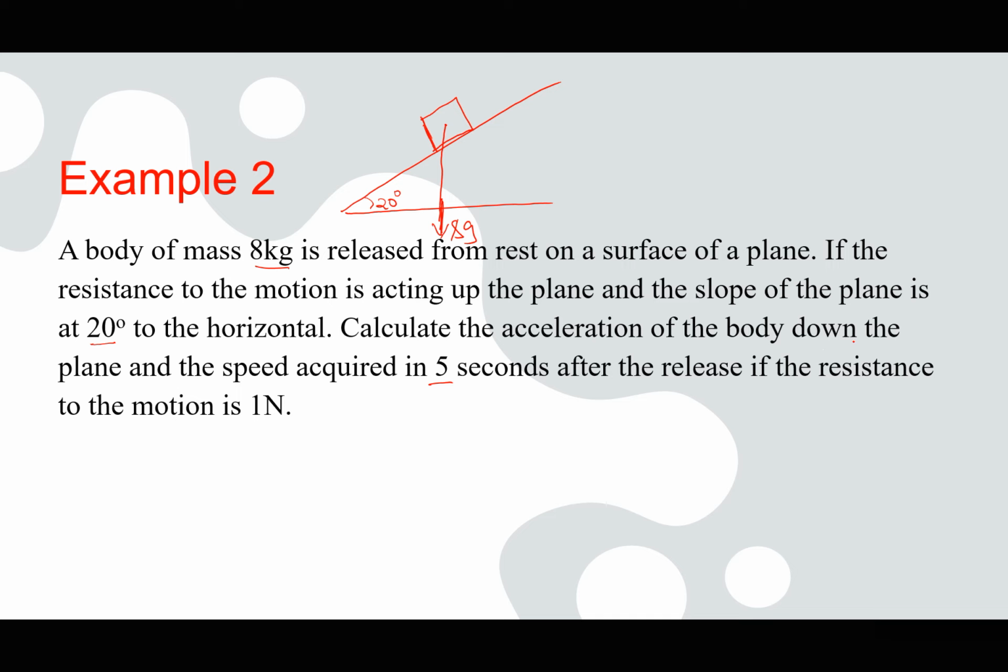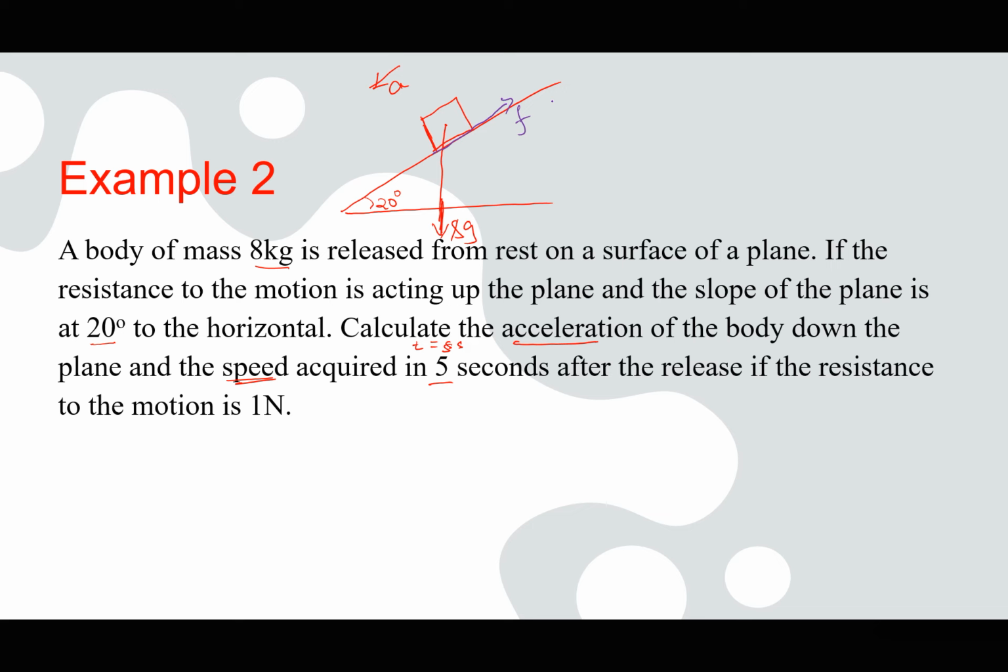Calculate the acceleration of the body down the plane. So that means there is a resultant force down the plane. So the acceleration is down the plane. And the speed acquired in 5 seconds. So the time is 5 seconds. We want to find the speed and the acceleration after the release, if the resistance to the motion is 1 Newton, so there is a resistance. I will change the color to indicate the resistance. So there is resistance in the motion, which could be friction or air resistance, whatever it is, upwards.